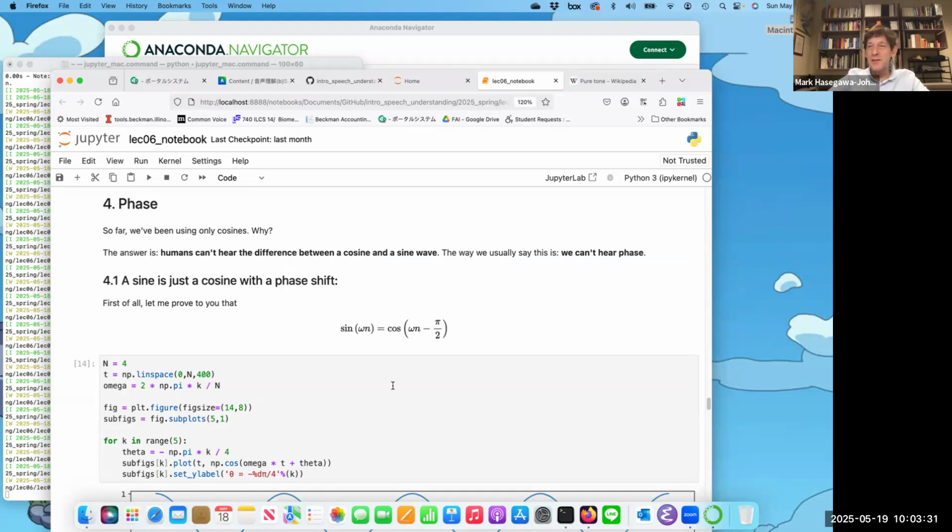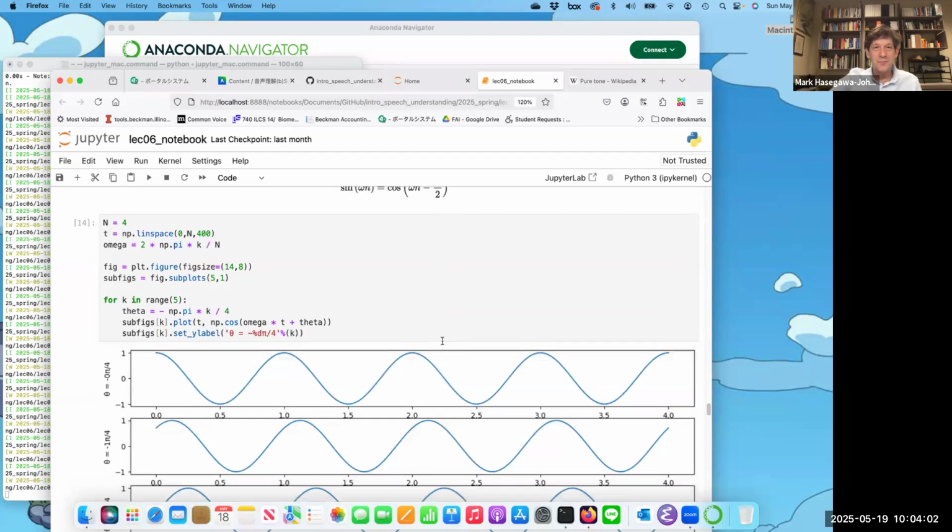The answer is it's completely arbitrary. You can use whichever one you want because humans can't hear the difference. They sound exactly the same to a human being. And the reason is that a sine wave is just a shifted cosine, right? The sine of omega times n is just the cosine of omega times n minus pi over 2. And so it's just shifted in time. And so if you think about taking that tone and shifting it by 1/880th of a second, well, you're not going to hear the difference, right?